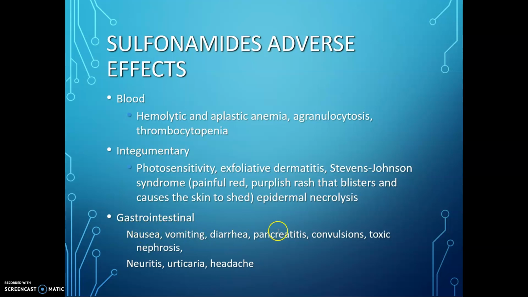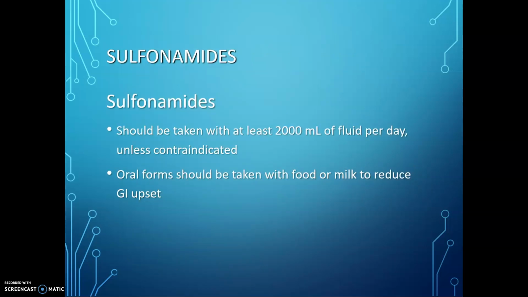GI-wise, we talked about nausea, vomiting, diarrhea. Pancreatitis, you can have convulsions as an adverse effect for sulfas, but making sure that they take it with food because of that nausea and vomiting part, and then a lot of water if they can. Like my CHF people obviously do not want to be taking 2 liters of water, but making sure that you take it with food to avoid that GI upset.